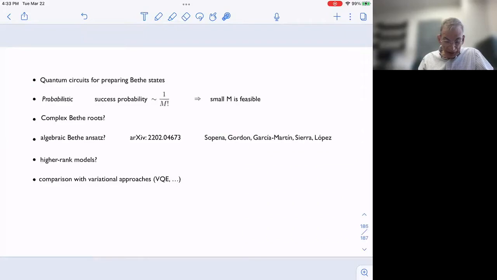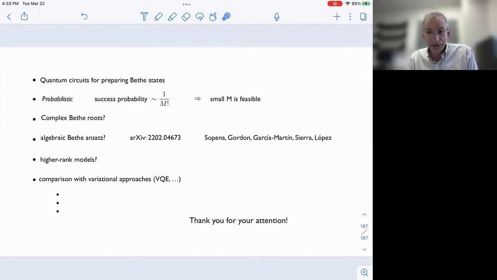And also, of course, creating eigenstates of Hamiltonians is an important problem in this quantum computing business. There have been other approaches that have been proposed, things like VQE, the variational quantum eigensolver. So it would be interesting to compare the results obtained this way to results obtained using these other approaches. And one could go on, but I think I'll stop here. So thank you very much. Thank you for a very nice talk.